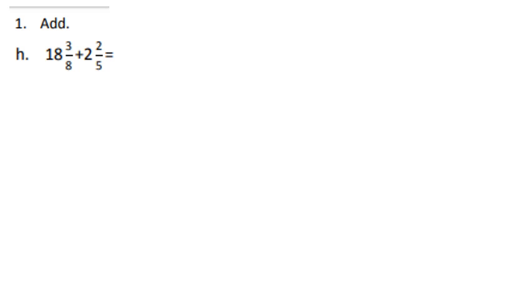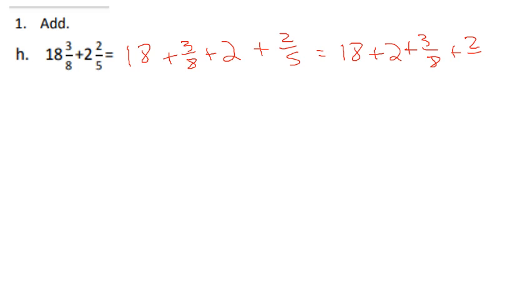Okay. Now on this one, we actually have 18 plus 3/8 plus 2 plus 2/5, which equals 18 plus 2 plus 3/8 plus 2/5, which allows us to add our whole numbers, add our fractions. We end up with 20. Now we have 3/8 plus 2/5.